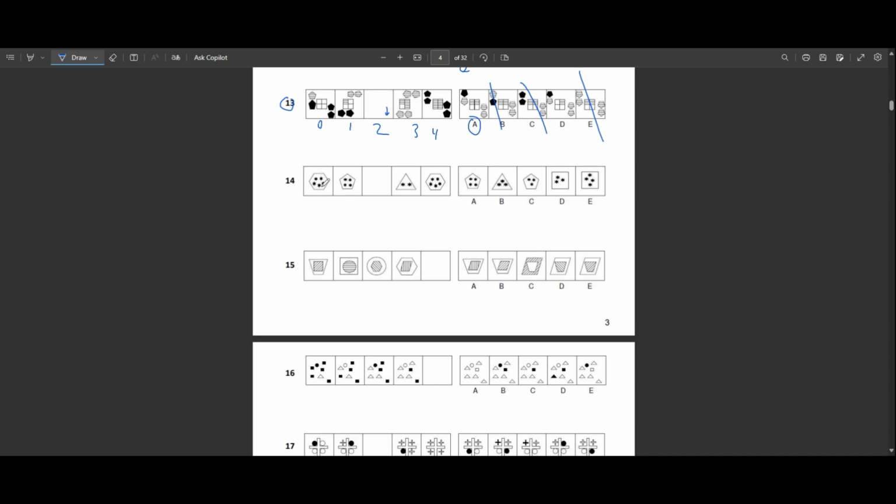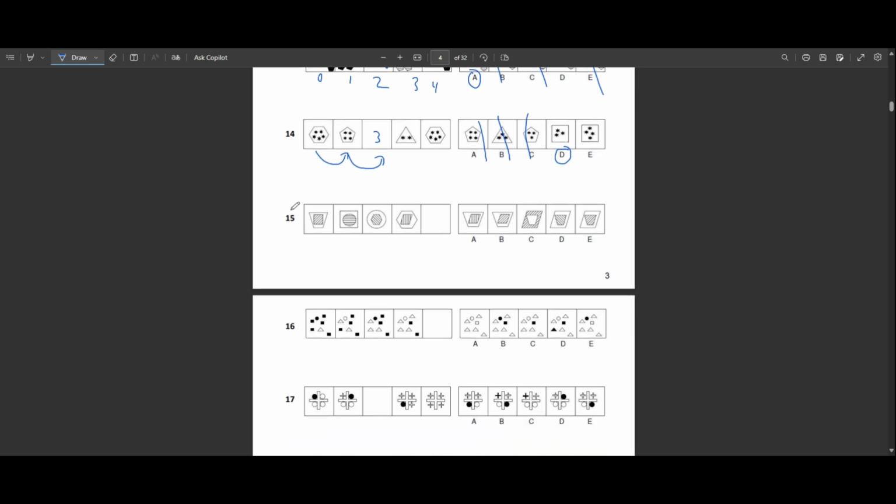Question 14. We've got a hexagon that turns into a pentagon. So 6 sides, 5 sides. We should have 4 sides next, and then 3 sides, and it goes back to 6 sides. Look at the stars. It's 5, 4. Should be 3, 2. Okay. So square with 3 stars, option D.